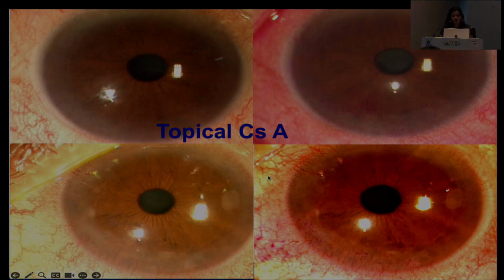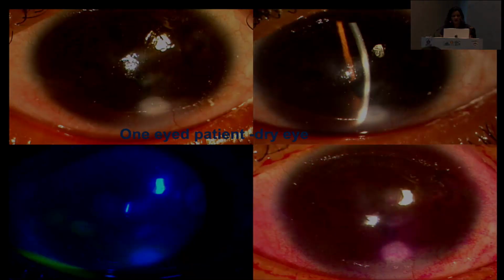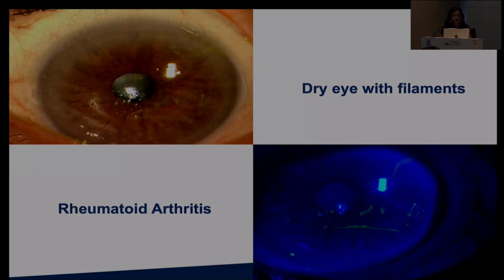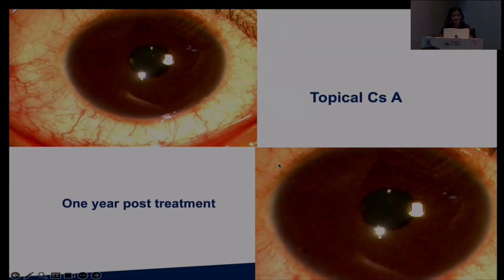This is again topical cyclosporine A, where the patient has used it. This was a case of a one-eyed patient with dry eye, which again shows good effects. A patient of rheumatoid arthritis with dry eye and filaments, which completely disappear, and this is almost close to 1 year with therapy.